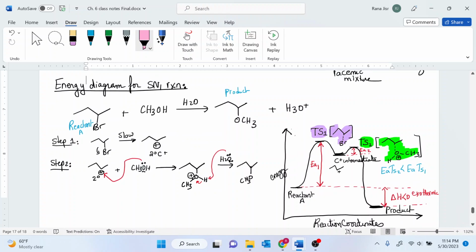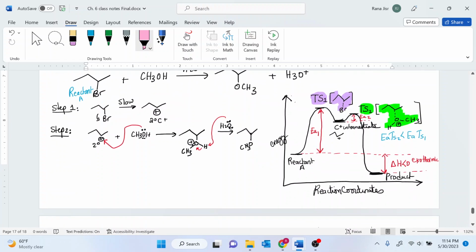SN1 reaction is a 2-step reaction. So we need to show this in the energy diagram. The energy diagram again is the plot of the energy versus the reaction coordinates, which is the time required for the reactants to go into the products or to reach the products in there. The reaction here is 2 steps.